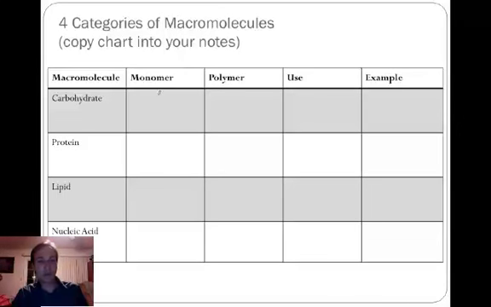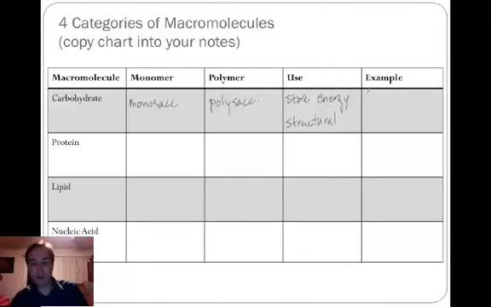All right, hopefully you paused it and you're ready to check your answers. For carbohydrates, the monomer is a monosaccharide, which I'll abbreviate as monosac. The polymer would be a polysaccharide, abbreviated polysac. Use is for storing energy, and hopefully you got the second use as well, and that would be structural. For example, cellulose making up the cell wall of plants.